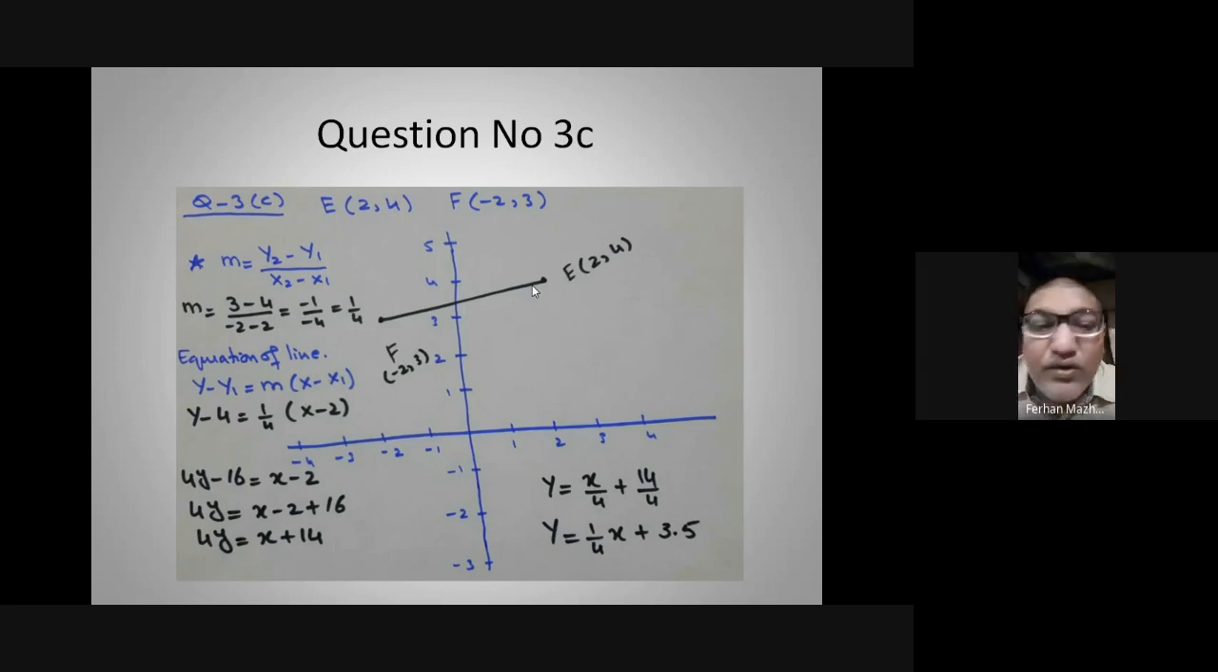Now I want to find the equation of this line. The equation of this line will be y minus y1 equals m bracket x minus x1.